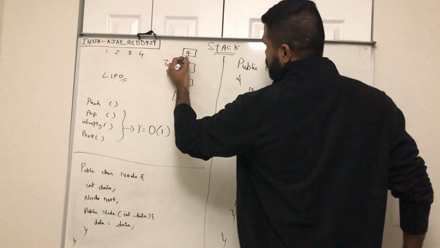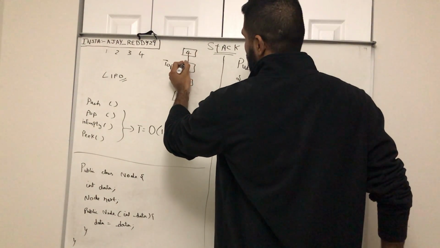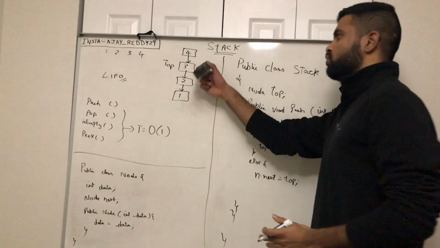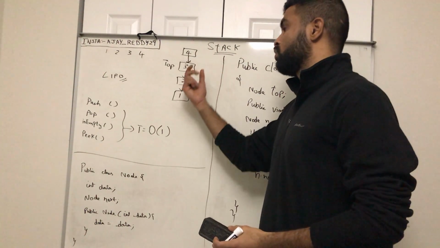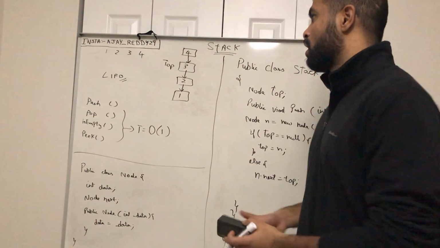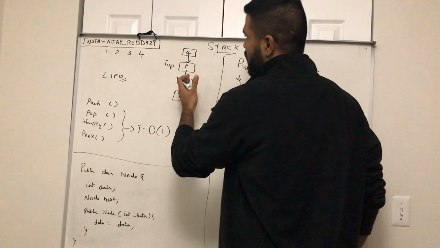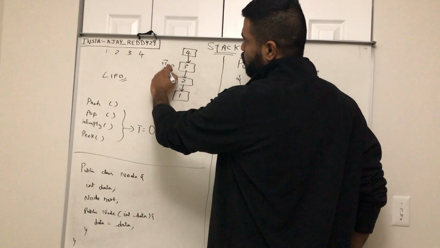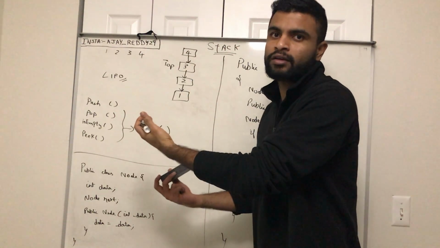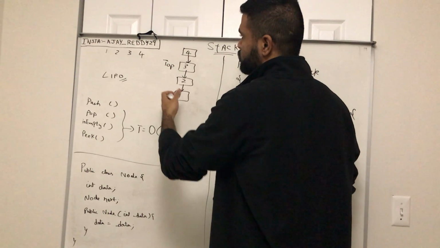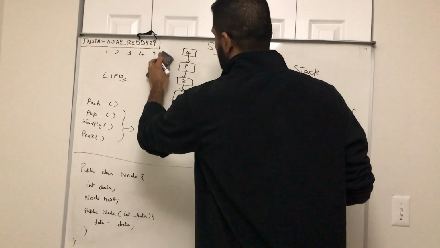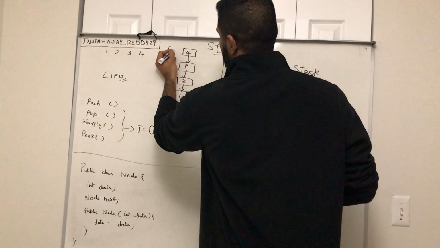So by that way we can join the new node to the top of the stack, and once you join the new node to the stack, then you have to move the top pointer to the top of the stack. So currently the top pointer is here, so I have to move the top pointer to here.